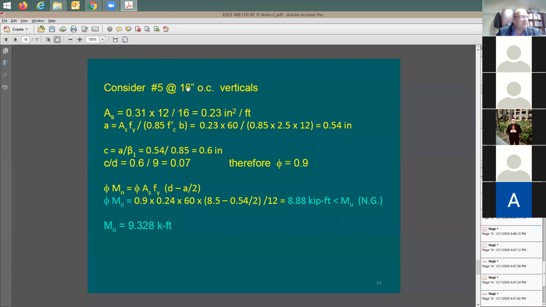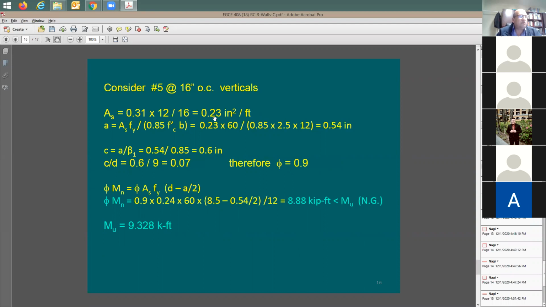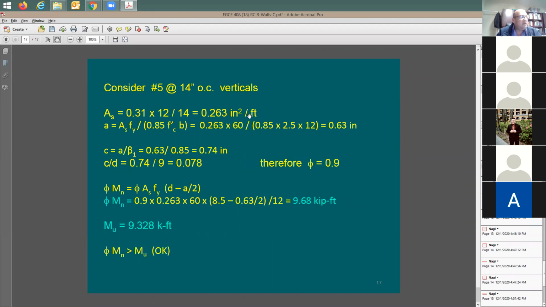So for example, instead of 16 inch, I can go here to maybe 14 inch. You see what happened? I just changed here to 14 inch. Look at the reinforcing. It used to be 0.23 square inches per foot. Now it becomes 0.26. Now let's look here at the end. How much is phi Mn? 9.68. So all of the steps, you guys now, you should be experts in this, right? That's why I'm just flying through it. And look at the demand. Demand is 9.3, capacity is 9.68. This is gonna be a good design. So the amount of reinforcing bars needed is gonna be number 5 at 14. Any questions? Now this is gonna be in your exam, right?